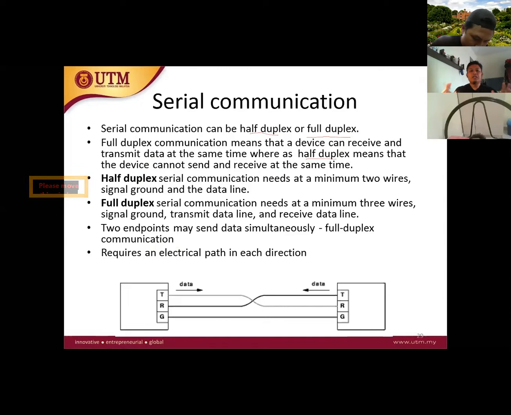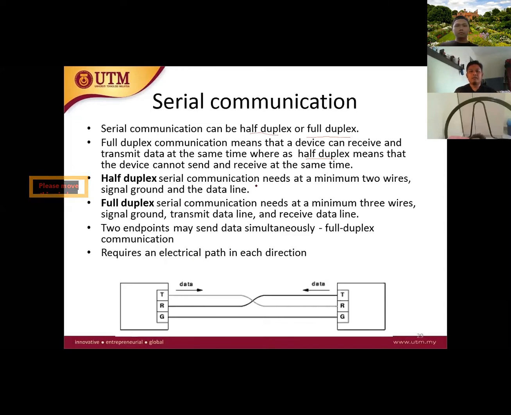And then you can change roles during half duplex. For example, device 2 becomes the transmitter, or talks, then device 1 must listen, or must receive the data, the information. Okay, so that is the concept of half duplex and full duplex.